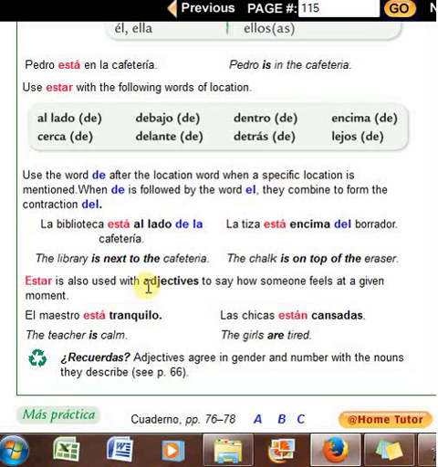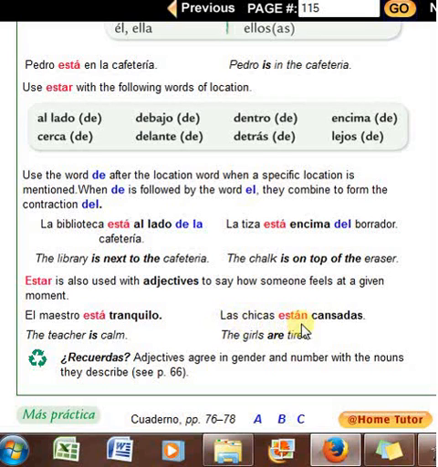Estar is also used with adjectives to say how someone feels at a given moment. El maestro está tranquilo. So it's some kind of temporary situation. Okay, the teacher is calm. How is the teacher at this moment? The teacher is calm. So, el maestro está tranquilo. I have to use the verb estar here because it's some kind of emotion or condition, momentary condition or emotion.